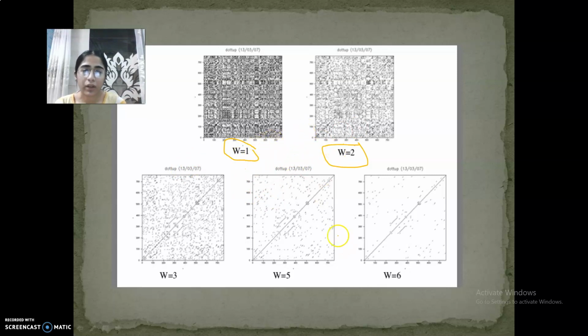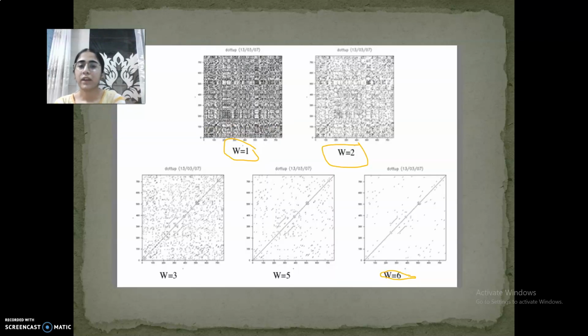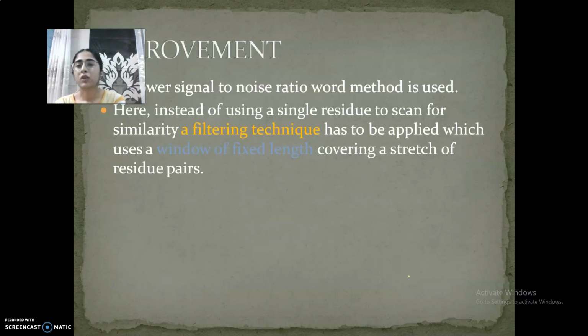And when 6 nucleotides are used, the number of dots is reduced so significantly that a visible pattern is easily observed, and we can easily interpret the graph and reach a conclusion about the two sequences being compared. So, the improvement of the dot plot method is to lower the signal to noise ratio. The word method is used, as we have seen, by using 6 nucleotide oligomers. When oligomers are used, the number of dots produced is reduced, which gives a particular pattern in the graph, which helps to conclude the result.